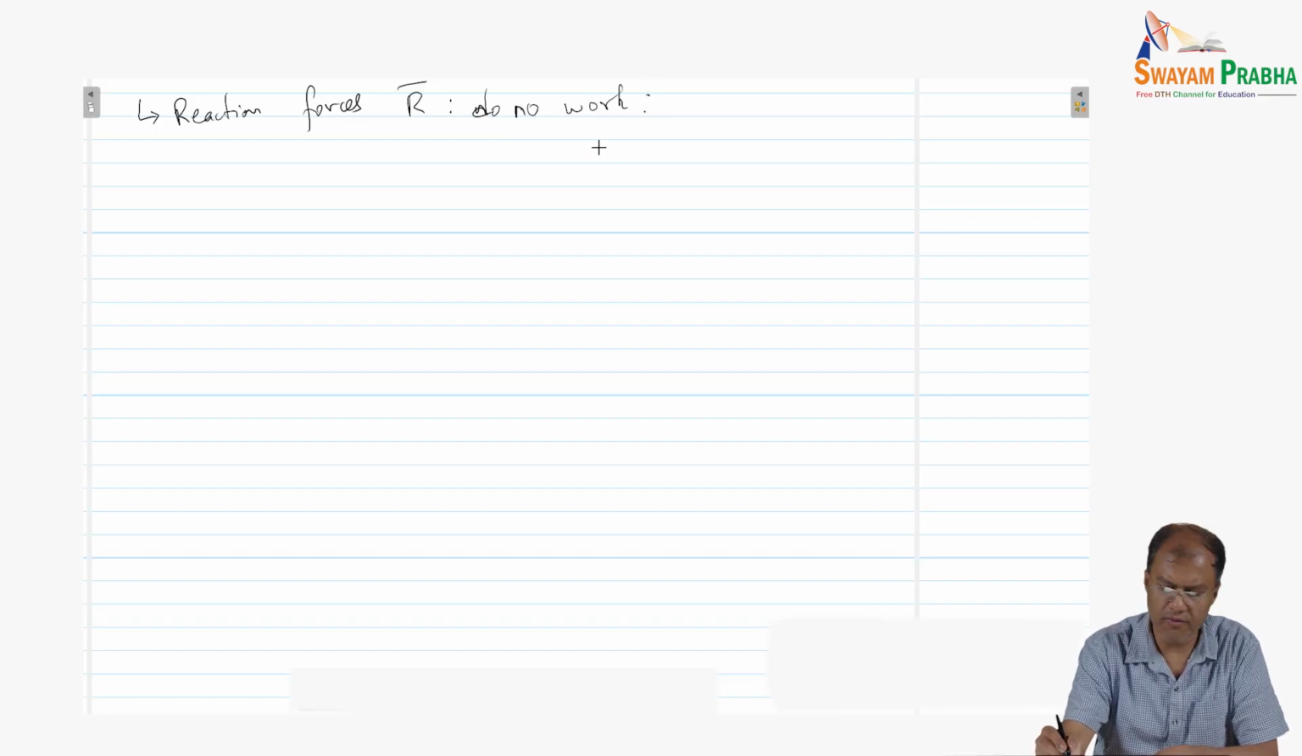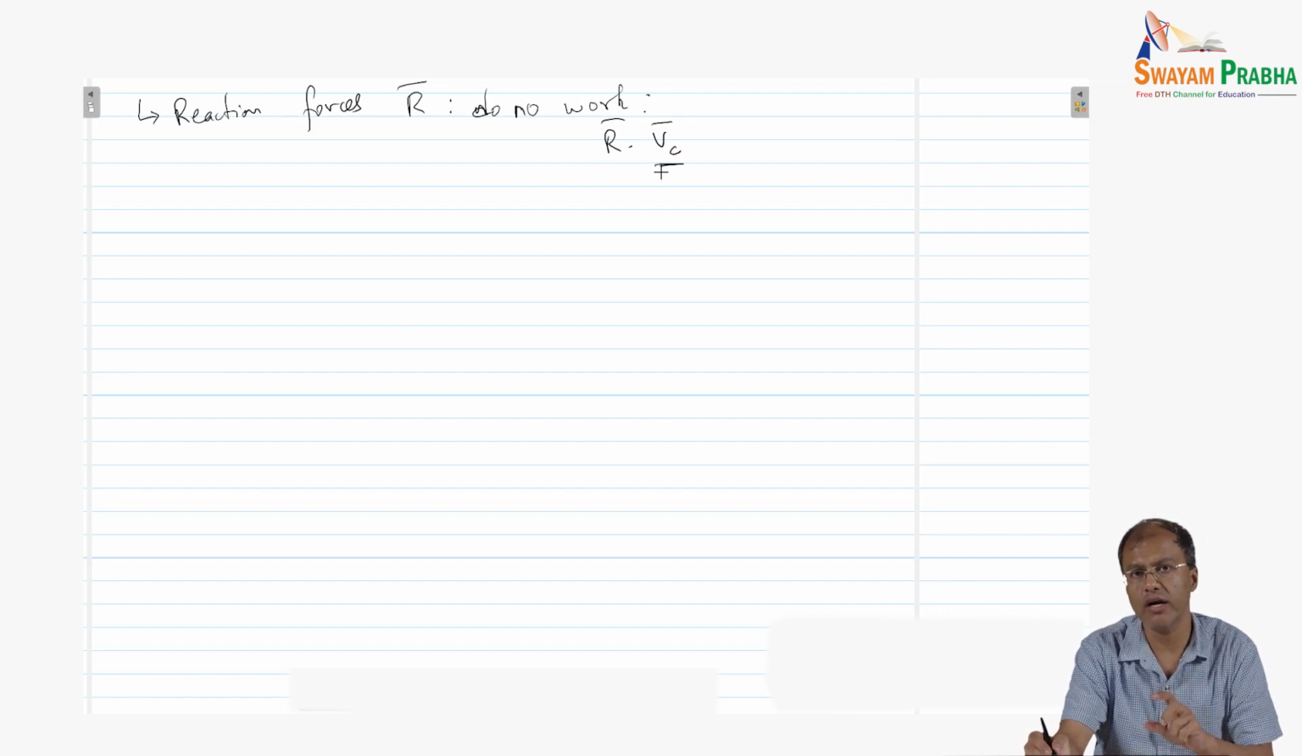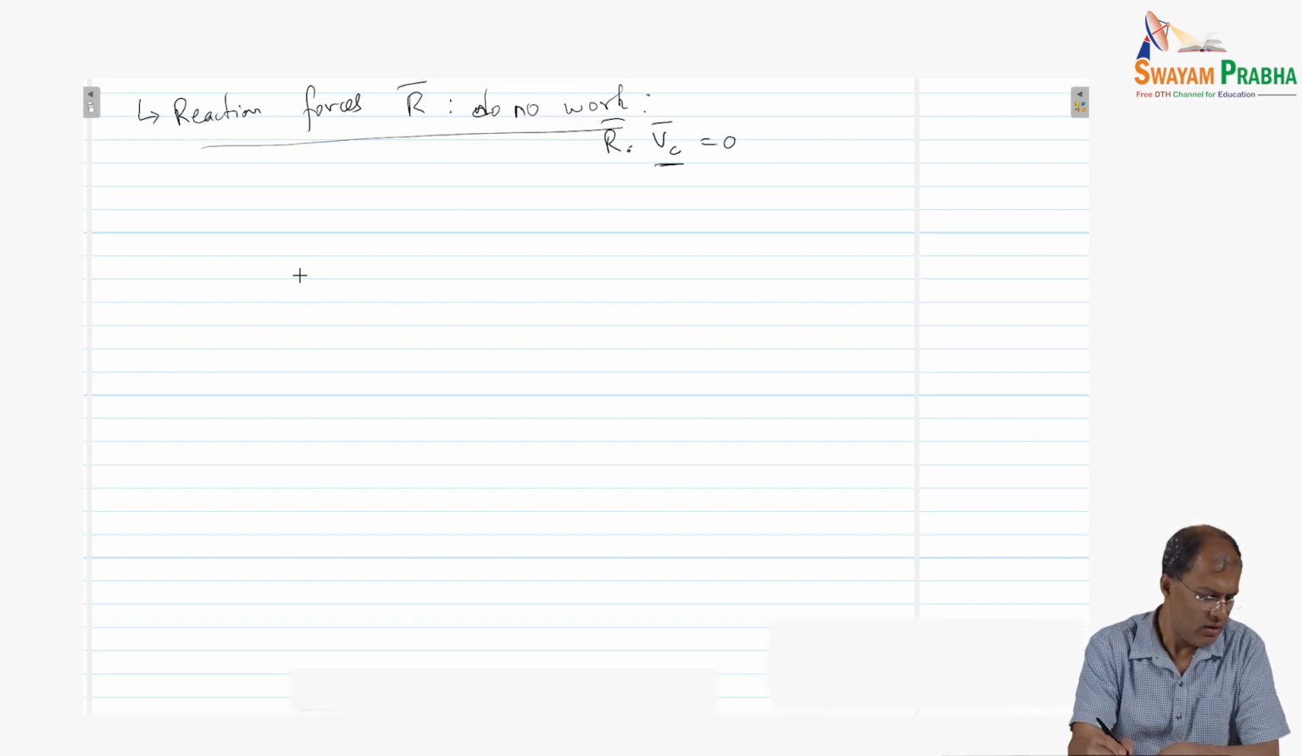Why? Because we have that R dot Vc. What is Vc? Vc is the relative velocity of the contact point C with respect to, let's say, the center of mass, right? So R dot Vc is 0. So the reaction forces do no work.